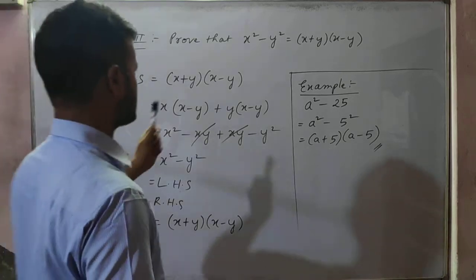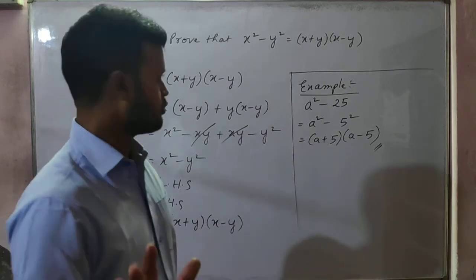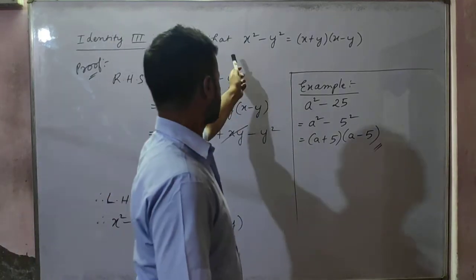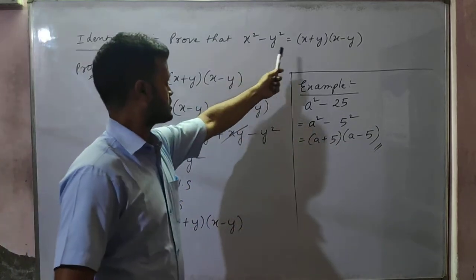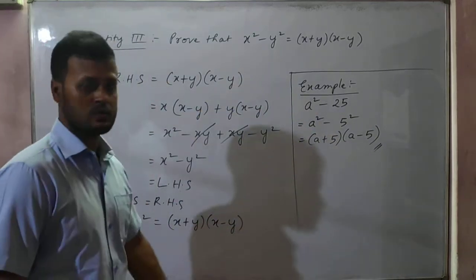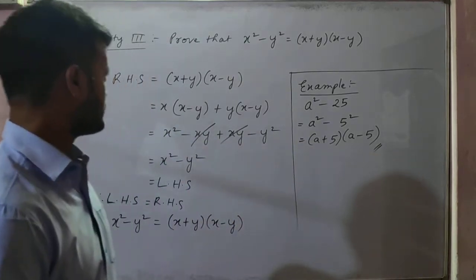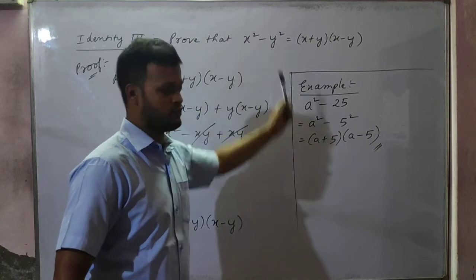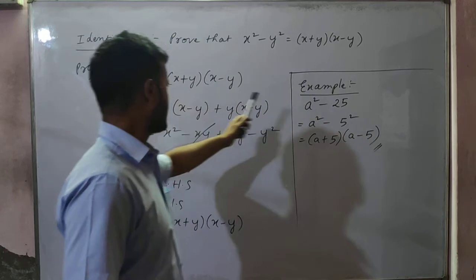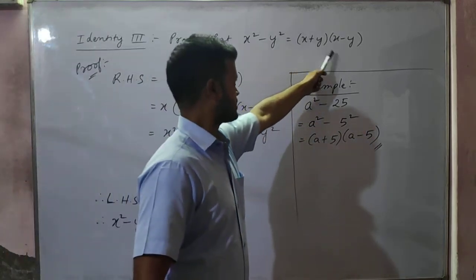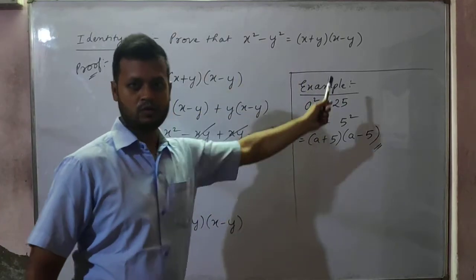So prove that, students. You have to prove that x square minus y square is equal to x plus y into x minus y. Okay, so we will prove it. This identity we will prove. So we will go from the right hand side. Let us take the right hand side, students. So right hand side, what is there? x plus y into x minus y, isn't it? We will prove that this one is equal to this one.